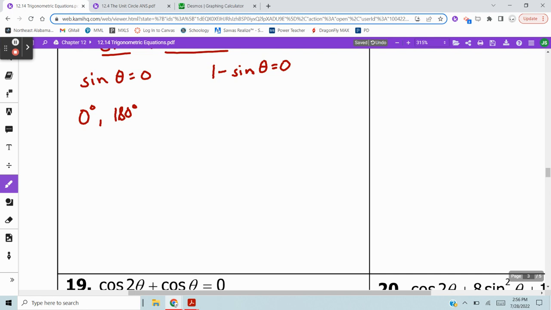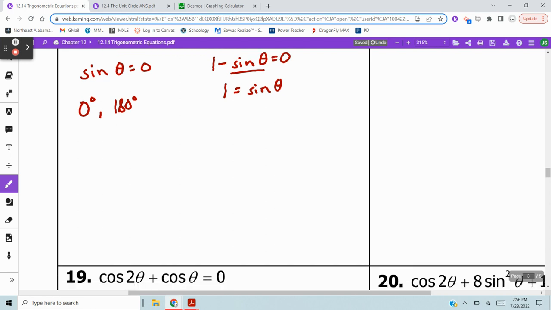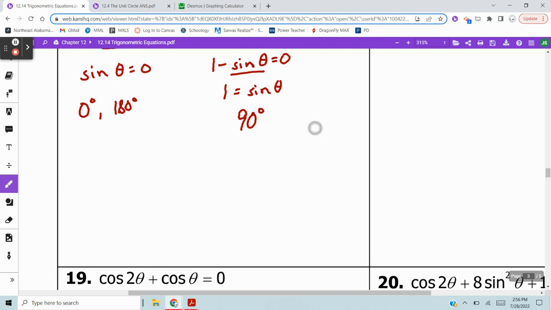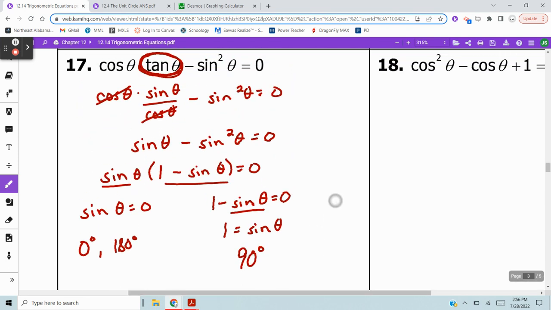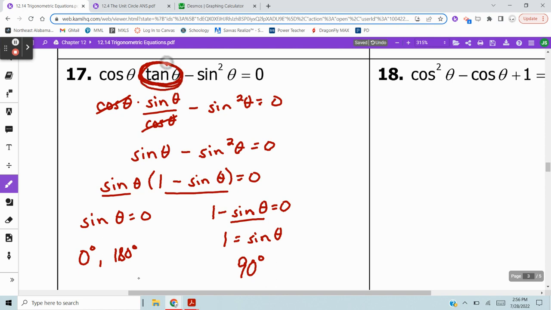Now the second one, instead of moving the 1 over, I'm going to move this minus sine over, and that gives me 1 equals the sine of theta. So that way I only have to move one thing. So then again, we have quadrantal angles. We ask ourselves, where is the sine of theta equal to 1? And that's at 90 degrees. But again, remember what I said. Let's be leery of that tangent value.